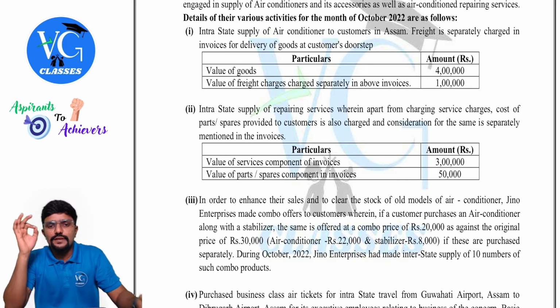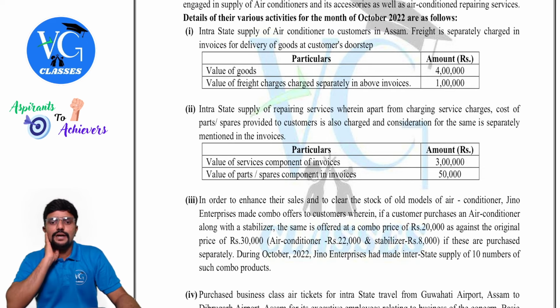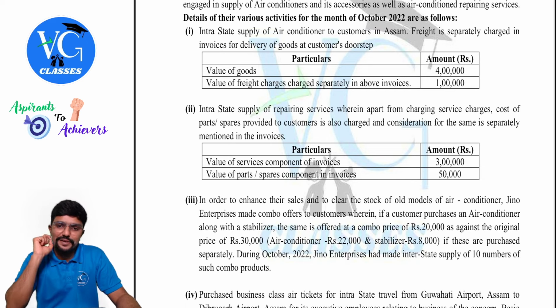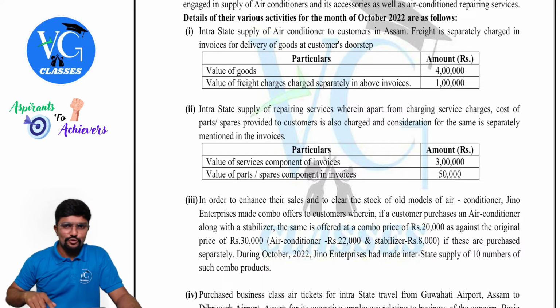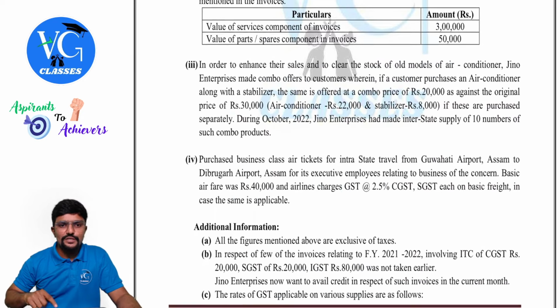Intrastate supply of repairing services wherein apart from charging service charges, cost of parts and spares provided to the customer is also charged. And the consideration for the same is separately mentioned in the invoice. Okay. Value of service component of invoice 3 lakh. Value of parts and spares component in invoices 50,000. So both have to be included. Next, third one.